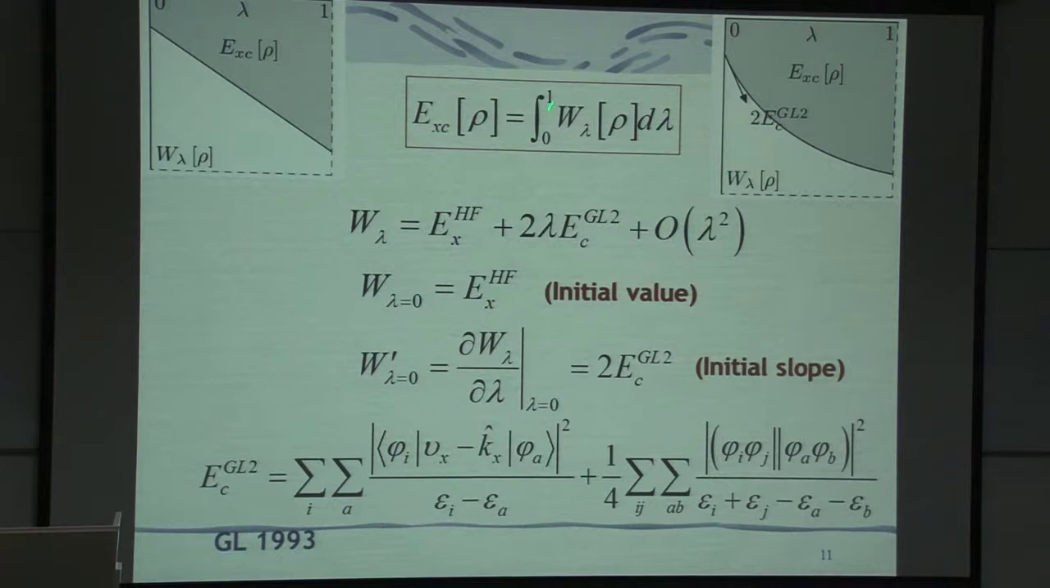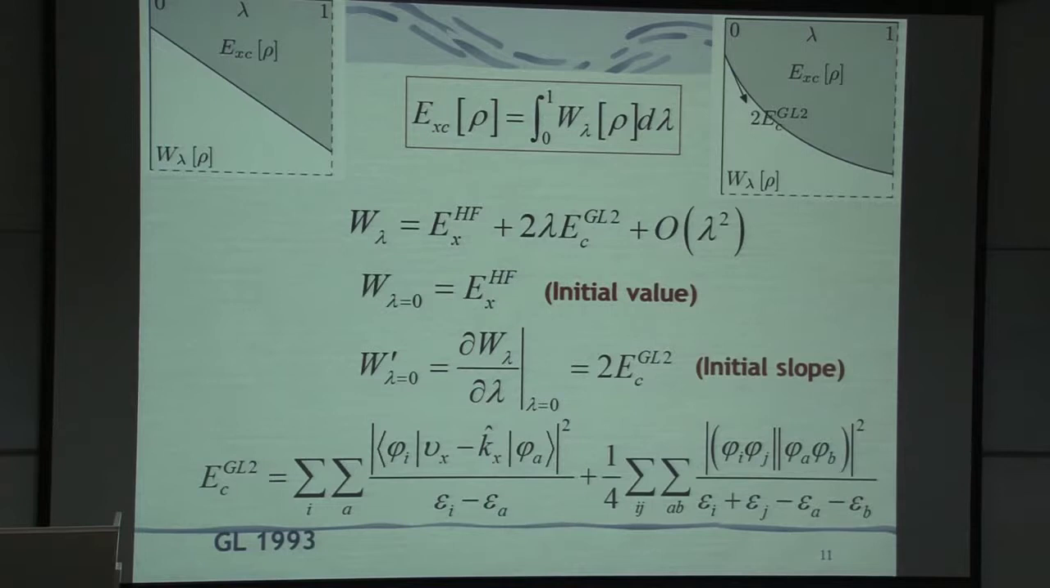In this way, this gives you an understanding of why unoccupied orbital information is important. Because in terms of this W lambda, you do the integration to give an expression for the exchange correlation, and then you not only need to know the initial value of this W lambda, but also you need the information from the initial slope. If only the initial value is considered, this will lead to Becke's B3LYP functional. And if also the initial slope is considered, this will lead to the double hybrid functional.